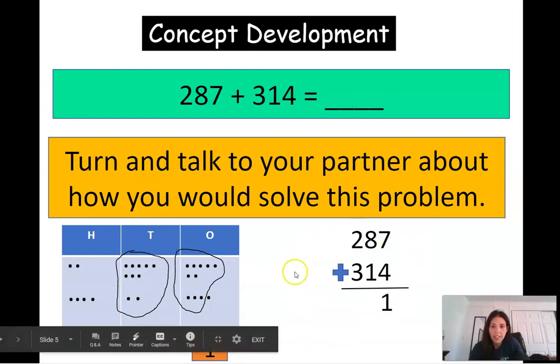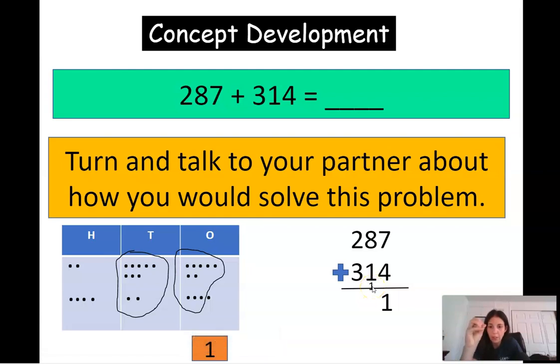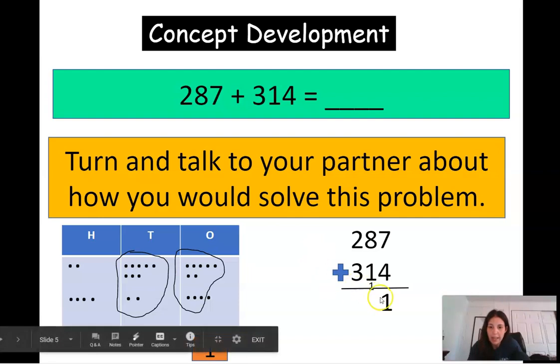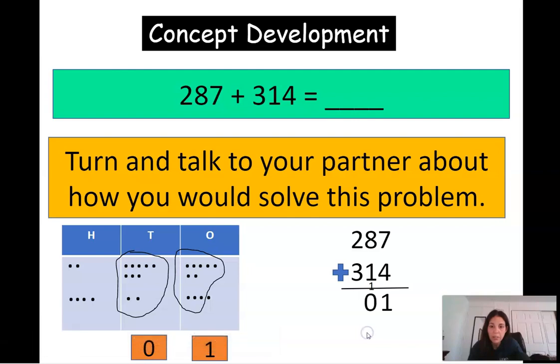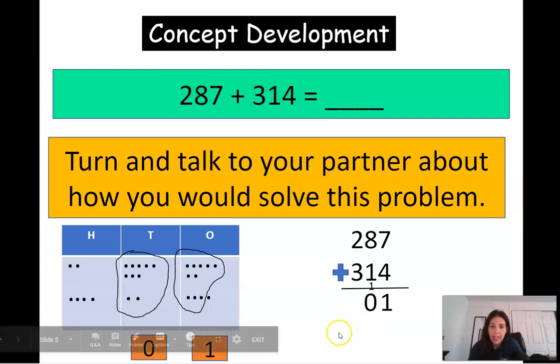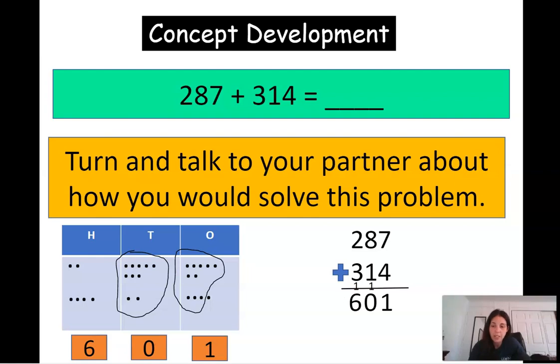And if we want to show it on our standard algorithm, we have 1 left. We're going to write the 1 right here because we grabbed a group of 10 and we brought it over to the tens place. So that's why we're writing this 1 right here, okay? And then we have 0 tens. And then we have 1 more 100 that we brought over because we brought over 10 tens, which equals 100. And we're left with 6 hundreds. So our answer is 601.